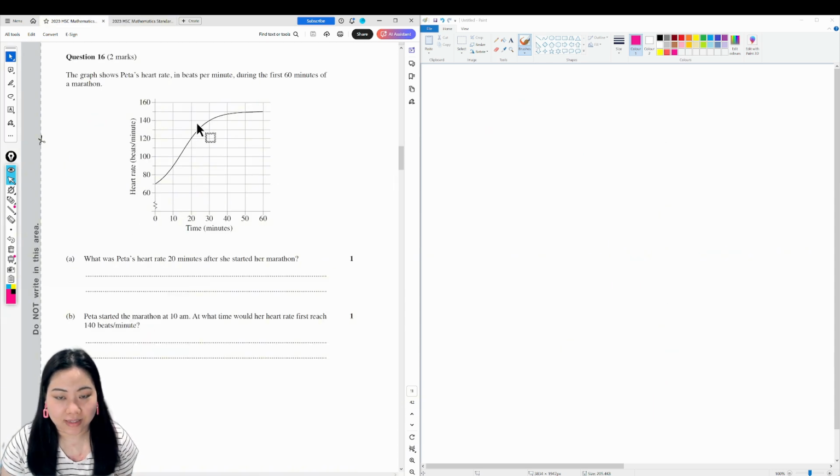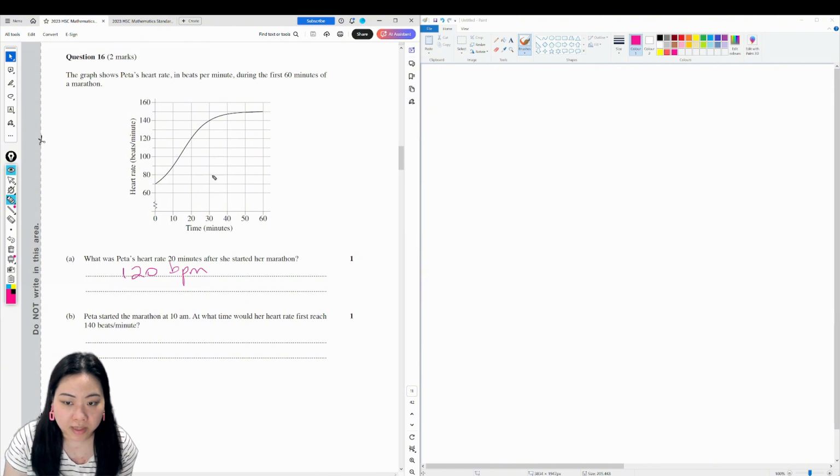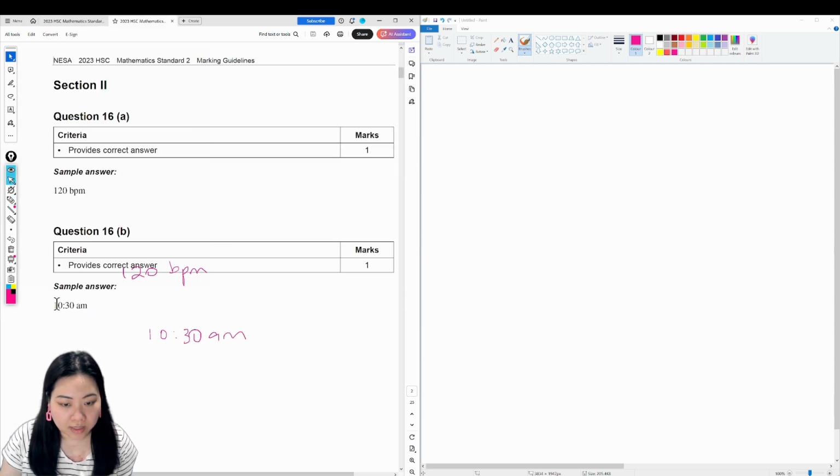Question 16. 2 marks. The graph shows Peter's heart rate in beats per minute during the first 60 minutes of a marathon. Question A. What was Peter's heart rate 20 minutes after she started her marathon? 20 minutes after she started is 120 beats per minute. And B. Peter started the marathon at 10 a.m. At what time would her heart rate first reach 140 beats per minute, which is half an hour in? That means it's going to be 10:30 a.m. Let's see. 120 beats per minute, 10:30 a.m.